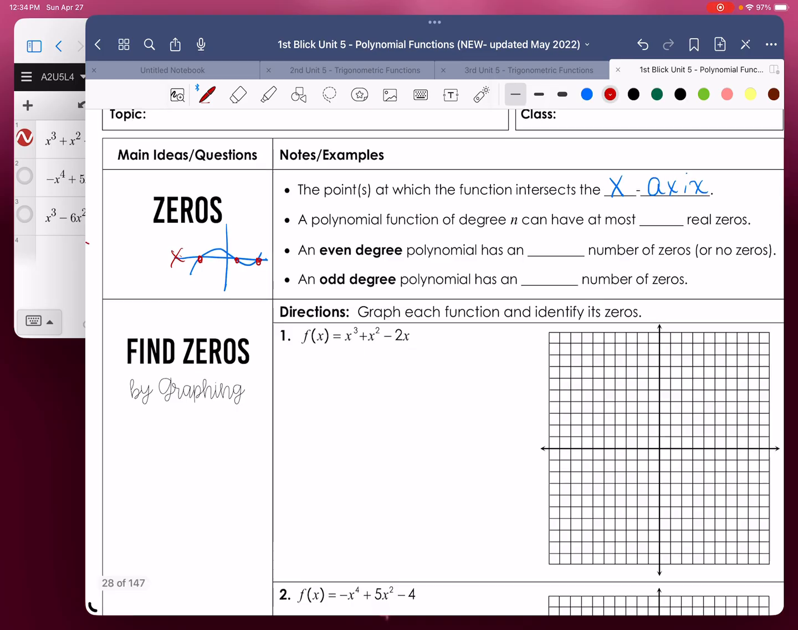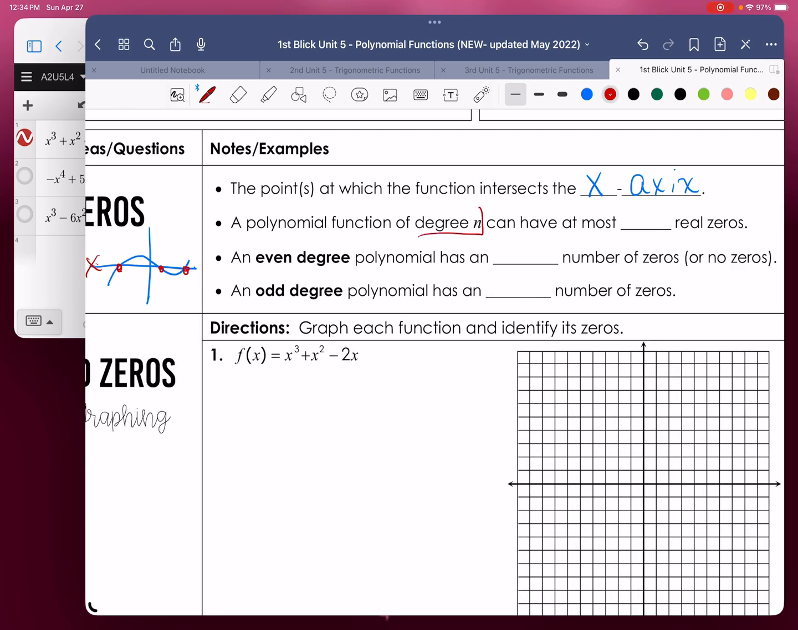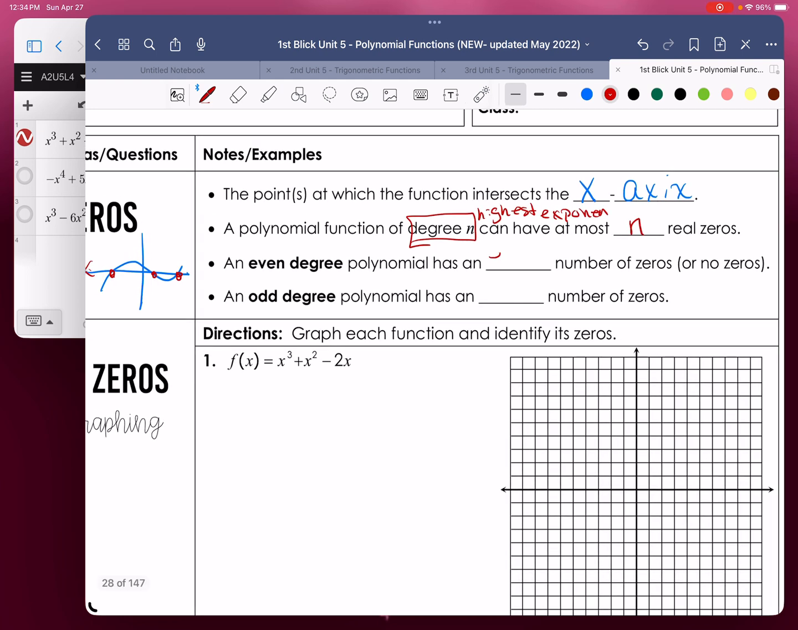All right, a polynomial function of degree n. Now you remember how we found degree? That's your highest exponent. Can have at most n real zeros. So whatever that highest exponent is, that's your limit. You can only have that many zeros. All right, if that number is even, then the polynomial has an even number of zeros or none at all. If that number is odd, then your polynomial has an odd number of zeros.